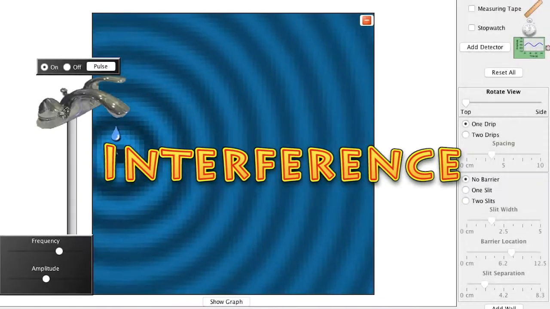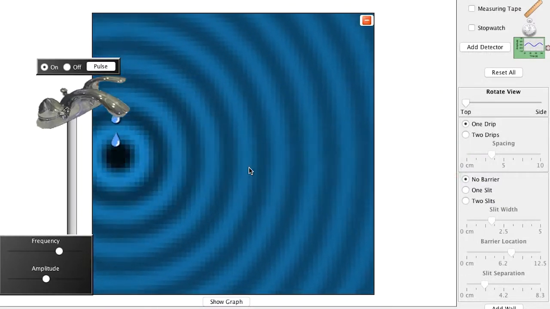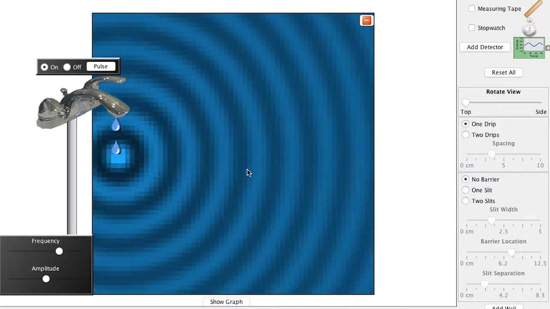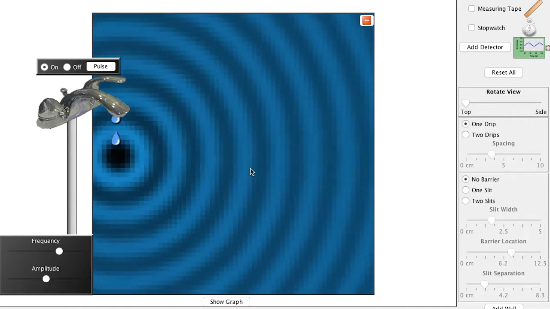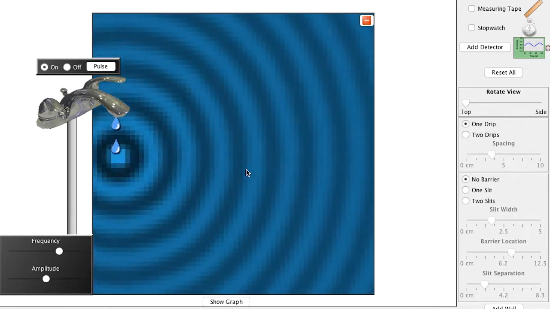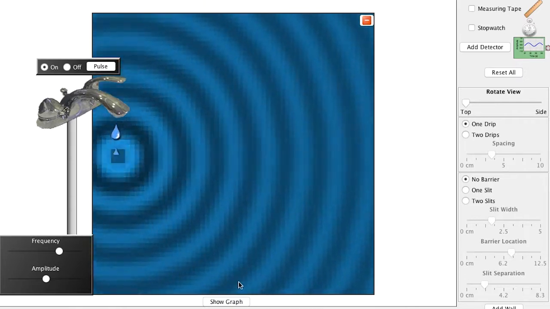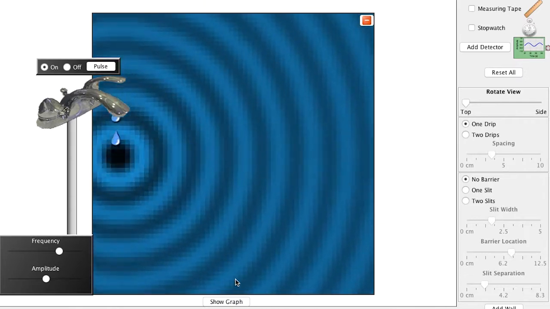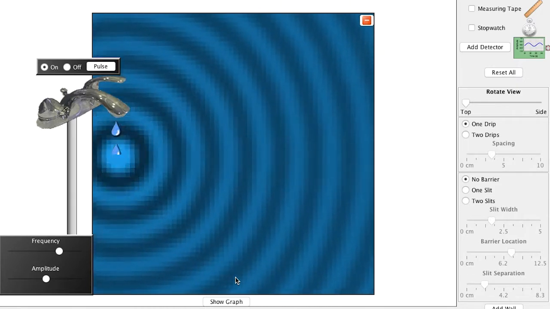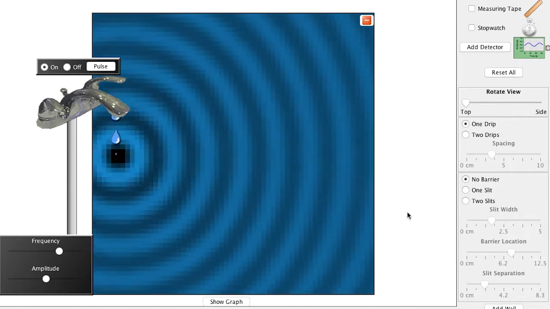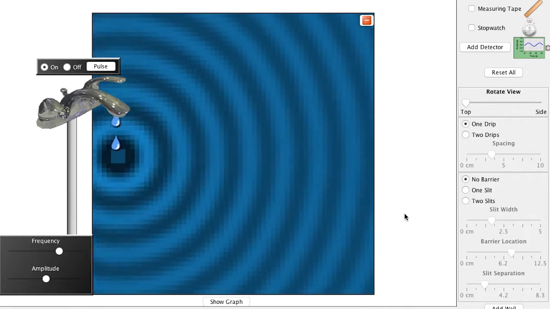In a previous video, I talked about superposition and how waves add up. In that case, we were only looking at it from a one-dimensional perspective. Today I want to talk about how waves add up from a two-dimensional perspective. Again, I want to thank the University of Colorado and their PhET team, who are producing some excellent animations, and I encourage you to have a look.